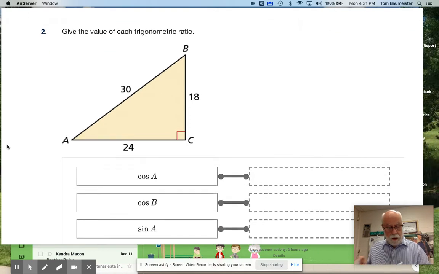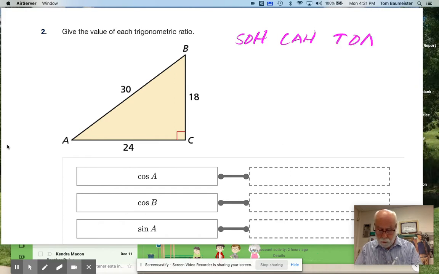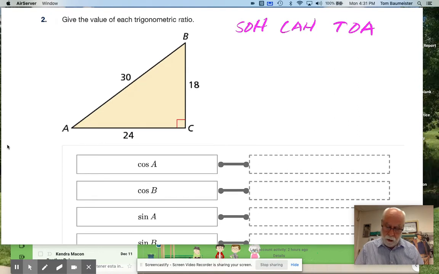Next one, give the value of each trigonometric ratio. Remember, write this down somewhere: SOH CAH TOA, some old hag got a hippie tripping on acid. The sine is the opposite over the hypotenuse, cosine is the adjacent over the hypotenuse, and the tangent is the opposite over the adjacent.